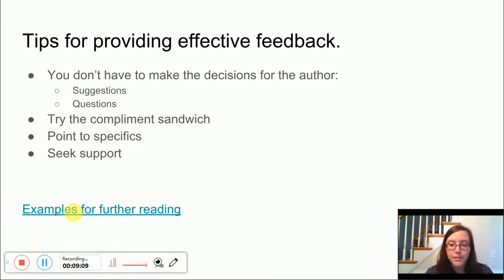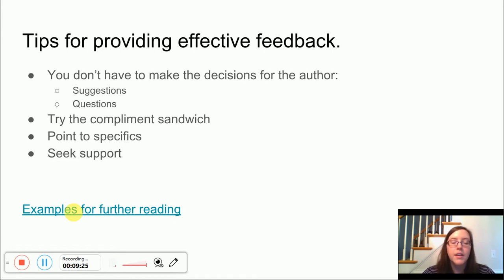I personally use the compliment sandwich as much as I can because I don't like to make people's feelings hurt. So compliment, constructive criticism, compliment. And I think you can try this in lots of places in your lives and maybe it will help. I don't know. But also pointing to specifics.